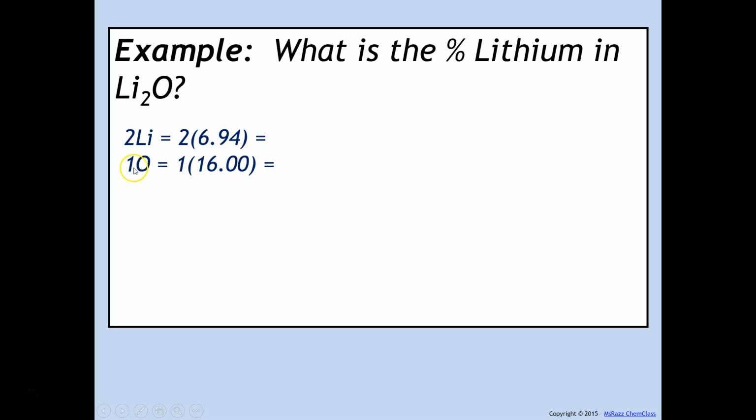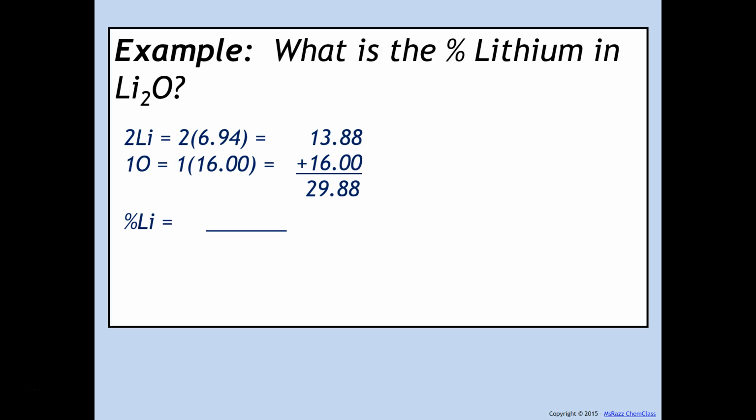Then with oxygen, I only have 1 oxygen in this formula, so that means I'm going to multiply the mass of oxygen by 1. And so that will then tell me 13.88 is the mass of lithium in the entire compound, and 16 is the mass of oxygen in the entire compound. Then I'll need to add them together to get the entire mass of the compound.